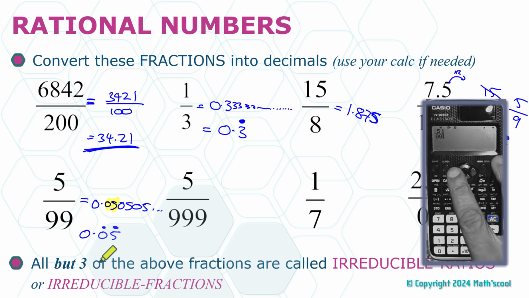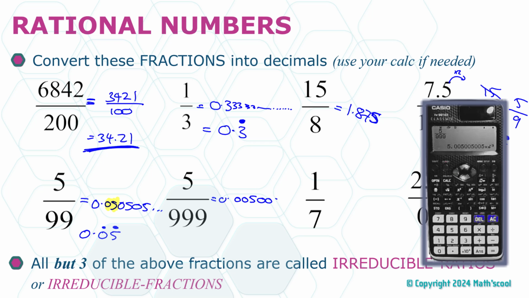5 over 999. Decimal that. Okay, so that's 0.005005005. So this time it's a string of 3 characters that's repeating, the 005, like the 007. And so that's going to give us 0.005 with the digits from the 0 to the 5 being repeated. Let's do 1 over 7.